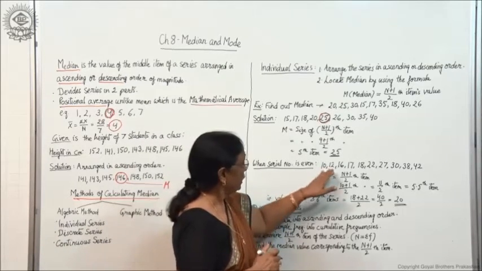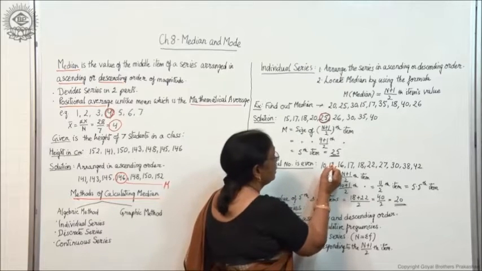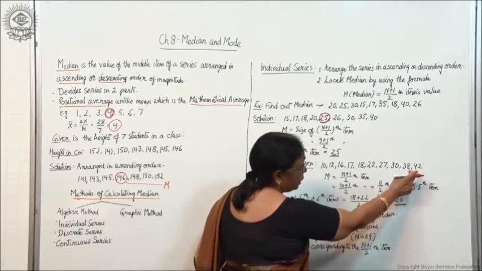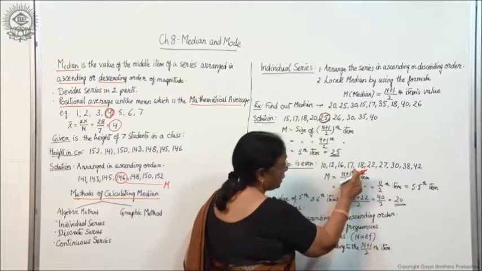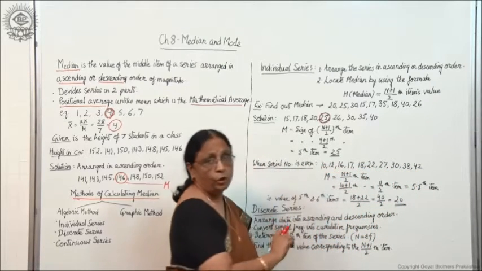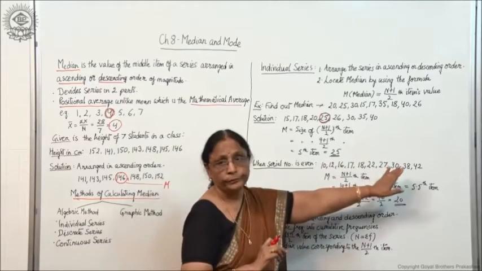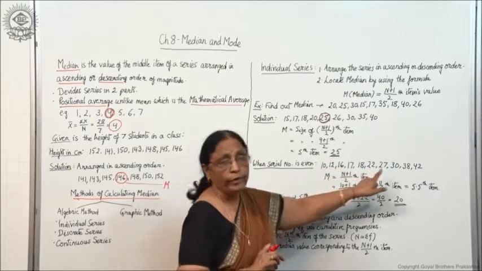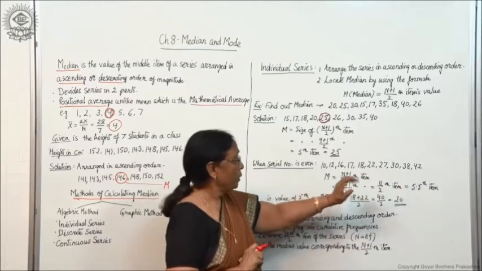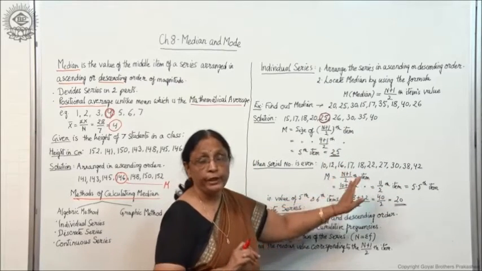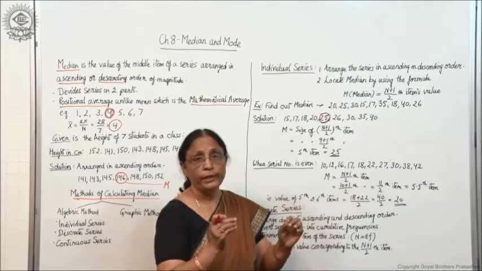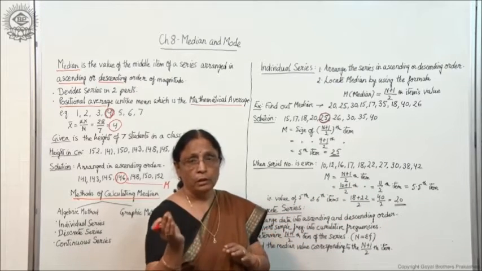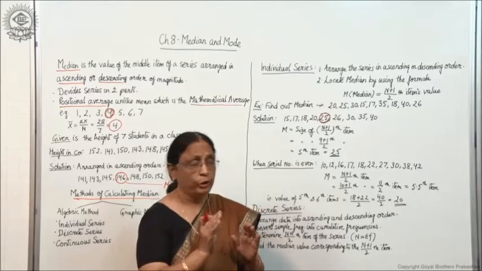Now here the data is given: 10, 12, 16, 17 and so on. The total is 1, 2, 3, 4, 5, 6, 7, 8, 9, 10. Total 10 figures here. Here it was 9 only. Here the total number of items is 10. Now what to do? When there are 10 in number, you cannot locate a central position or central value, because you cannot divide it into two equal parts.